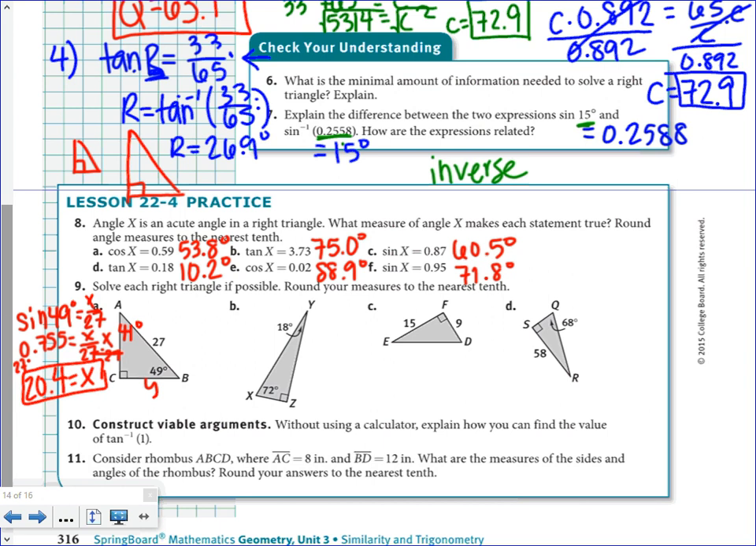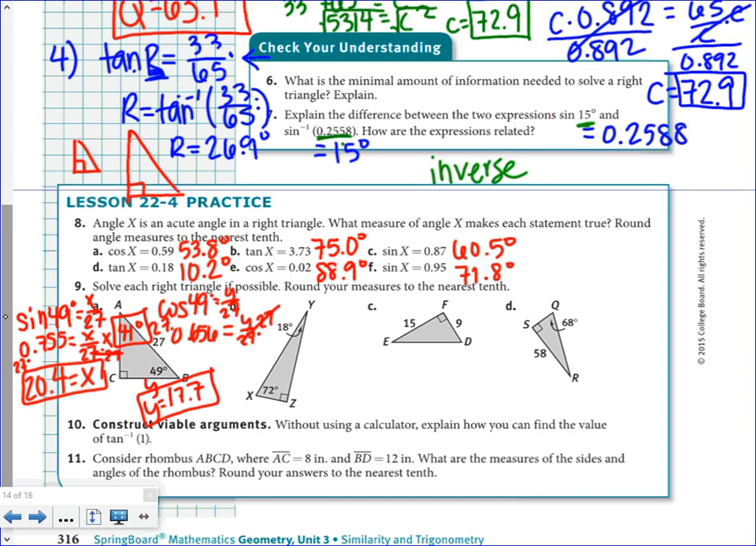Then for y, I'm going to use cosine. So the cosine of 49 is y over 27. Cosine of 49 is 0.656, and then you're going to multiply by 27. So 27 times 0.656 gives you 17.7 for y. So that would be your two side lengths there and your angle. On all of these, you're going to have three parts that you are trying to find.